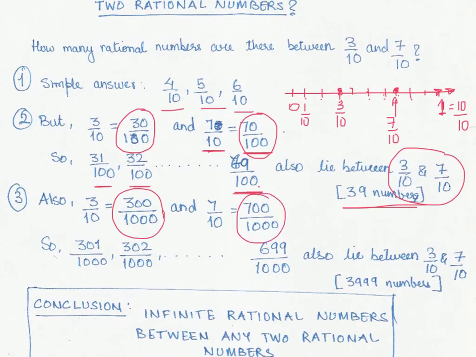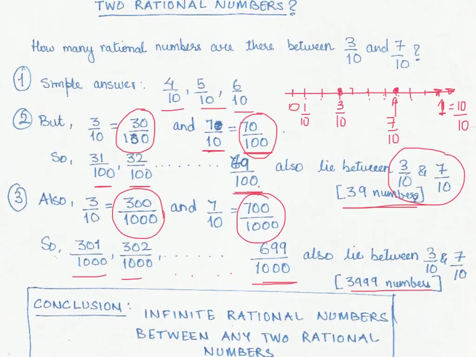The way we progress is we say we have 301 by 1000, 302 by 1000, and so on all the way to 699 by 1000. All these numbers also lie between 3 by 10 and 7 by 10, and if you were to count them, there are actually 399 such numbers. Well, you can extend this logic further. You can also write it as 3000 by 10,000 and so on, which means, to get an intuitive feeling, there is really no limit to the number of parts that you can divide the distance from 0 to 1 into.